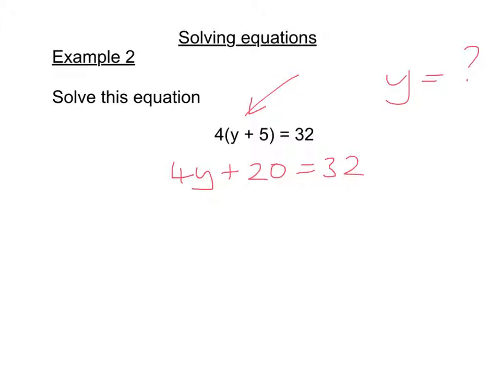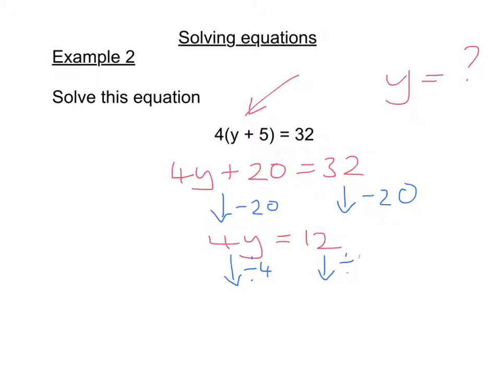So next I'm going to sort out that 20. I'm going to subtract 20 from each side, because that puts me in a situation on the left hand side where I've got 4y equals 32 take away 20, that's 12. So something times 4 is 12. Let's divide each side by 4, because that is the opposite to multiplying by 4, and that will leave me with y is equal to 3. Much nicer answer this time.